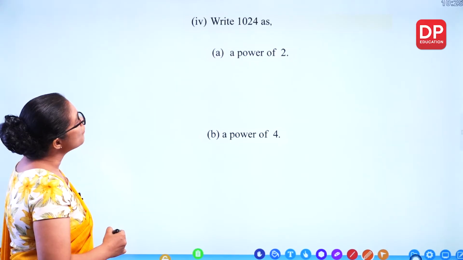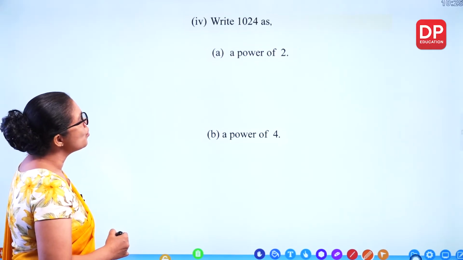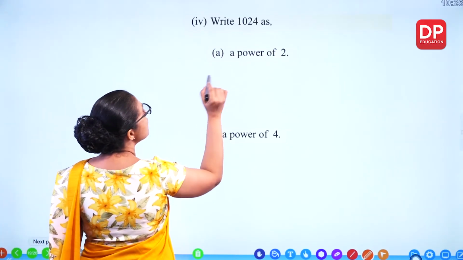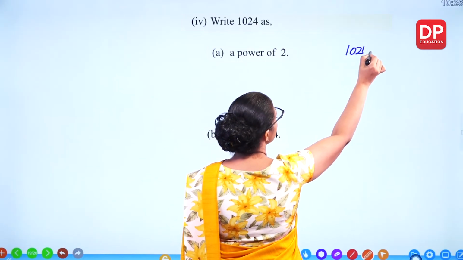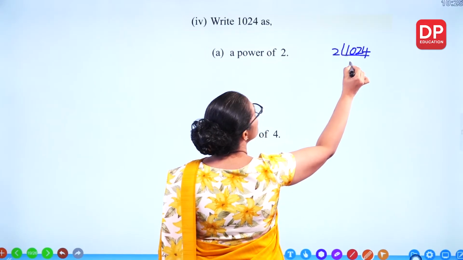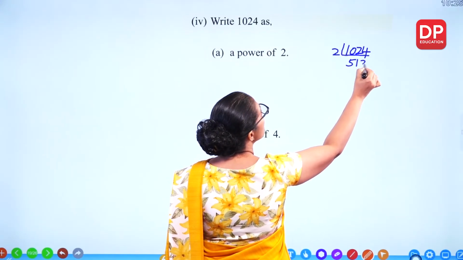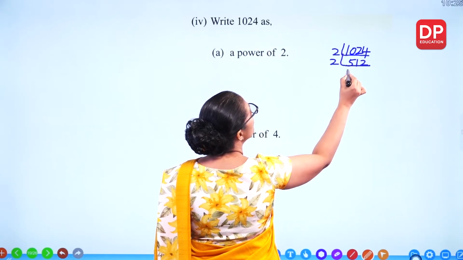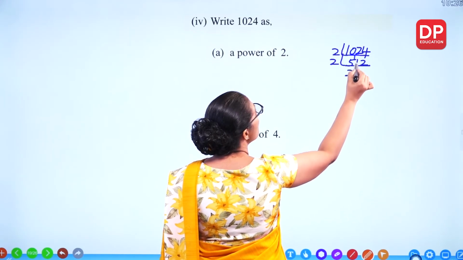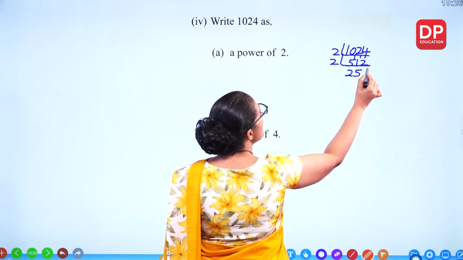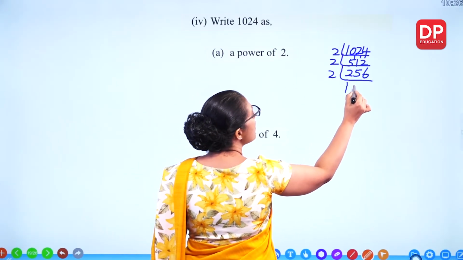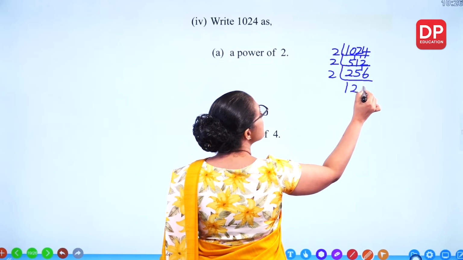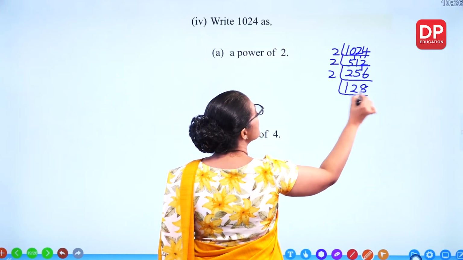Write 1024 as a power of 2. That means you can divide and see how many 2's are there. 1024 divided by 2: 2 times 5, 1, 2. Divide by 2: 2 times 2, 4, 5 and for 12, that's 6. Divide by 2 again. 1, 2 and for 16, that's 8.